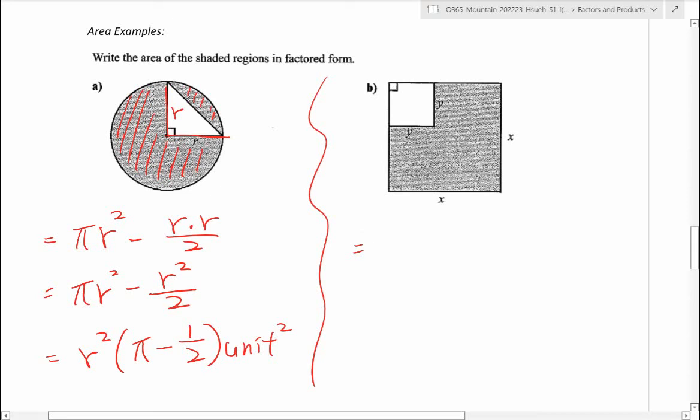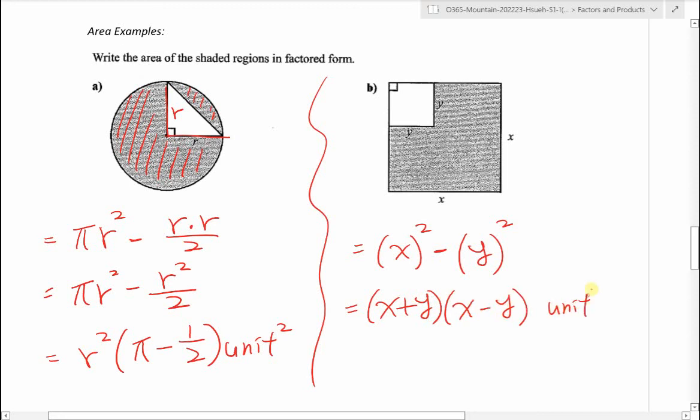Anyways, interesting. We can find the area of the bigger square by multiplying the side length squared, right? x squared minus the smaller square, which has a side length of y, squared. Well, we can factor this, because that's a difference of squares. It is simply going to be the sum of those two terms times the difference of those two terms: x plus y times x minus y, square units.